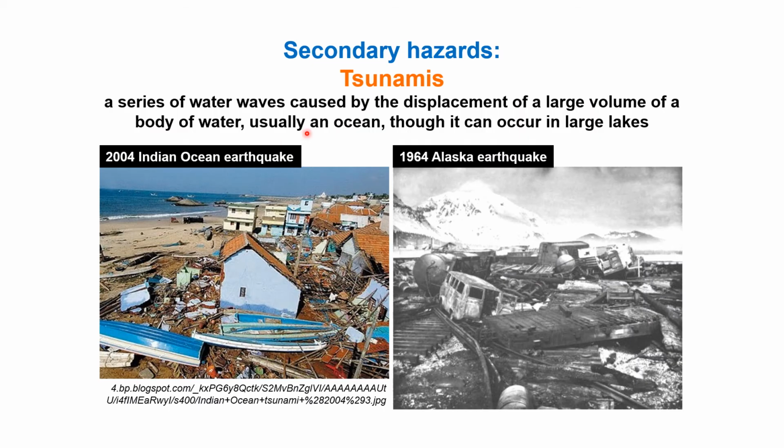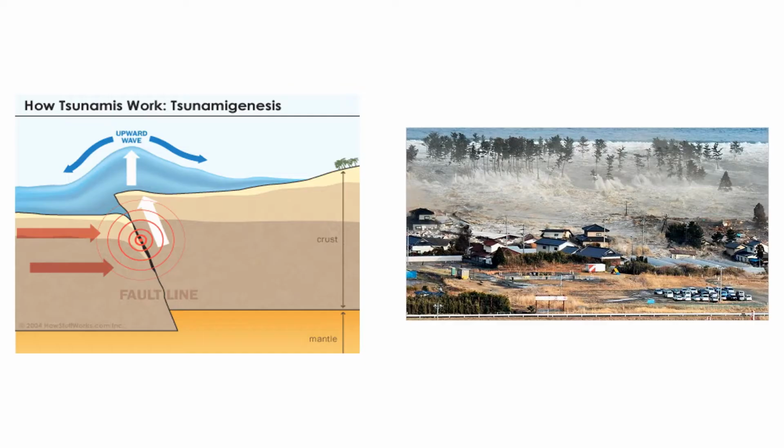Another hazard is tsunami. So, tsunami, these are a series of water waves caused by displacement of a large volume of body of water, usually in ocean, though also it can occur in large lakes. So, ito yung mga malalaki nating alon na we have a Filipino term for tsunami. So, ito yung mga malalaking alon natin that is caused by an earthquake. So, paano ba na-form ang tsunami natin?